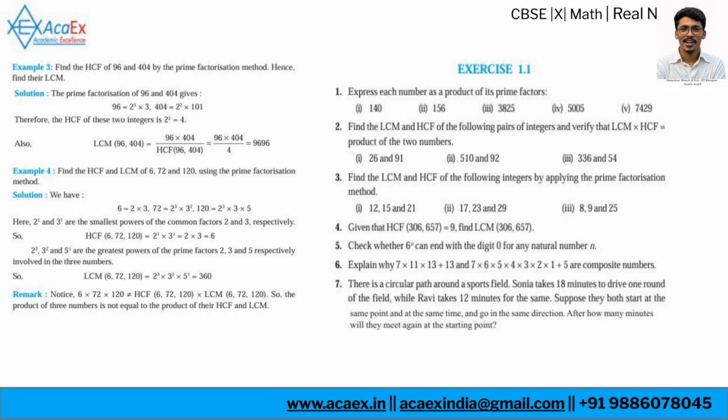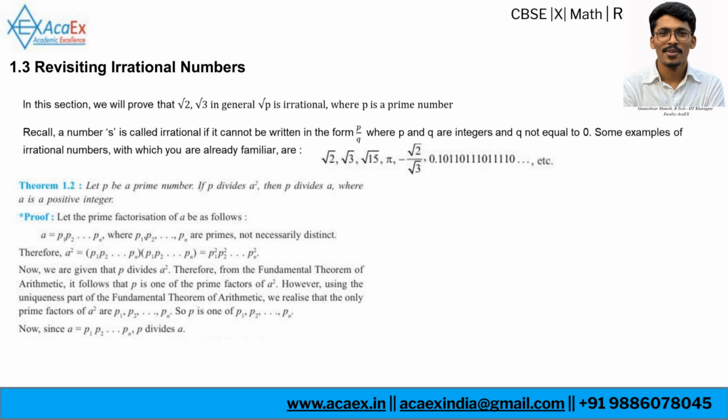Remark. The product of three numbers is not equal to the product of their HCF and LCM. Revisiting irrational numbers. An irrational number is a number that cannot be written in the form p divided by q, where p and q are integers and q is not 0. Examples include the square root of 2, the square root of 3, and pi.